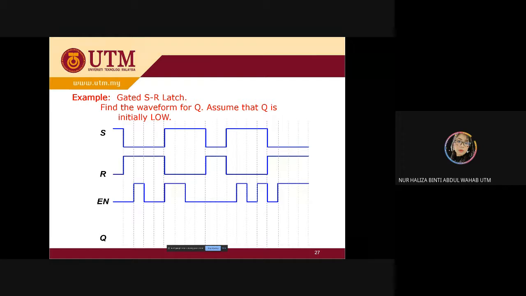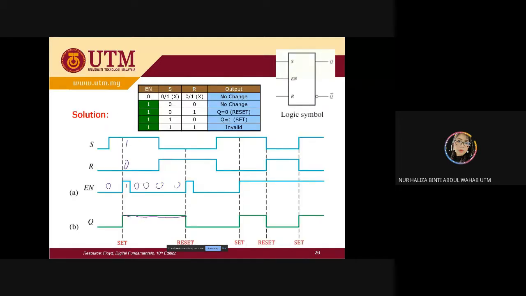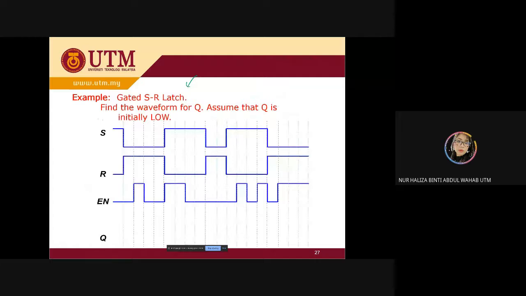So we have another example. For this example, similar thing. Different. For this one, you need to assume initial as 0. And this one is helping much because there is already a dotted line for me. I just need to fill in the value. This is the gated SR latch. EN 0, nothing changes, nothing happens. S, R, Q.